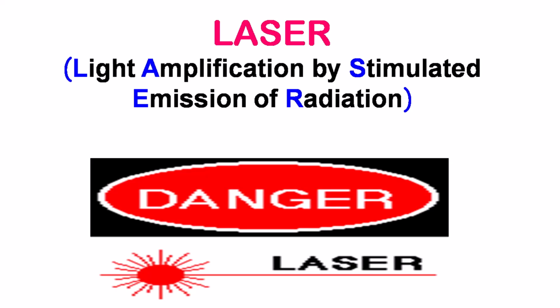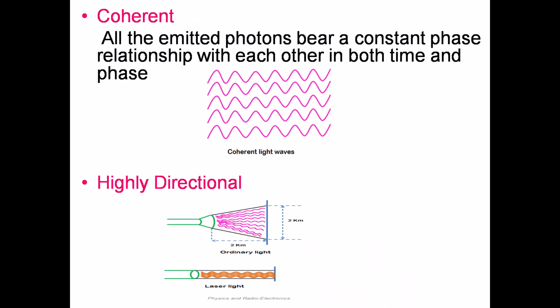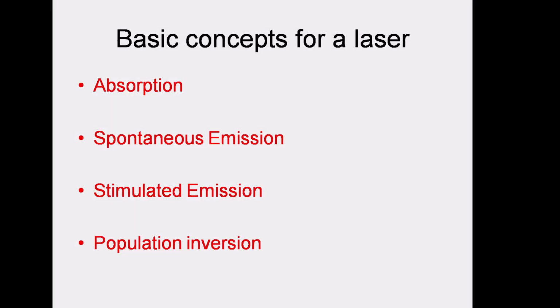What are the properties of laser? There are four properties of laser: highly monochromatic, high intensity, high coherence and highly directional. High coherence means all the emitted photons bear a constant phase relationship with each other in both time and phase.